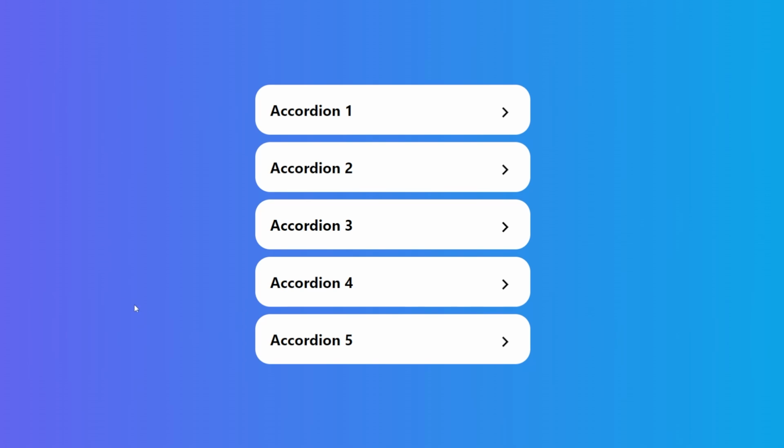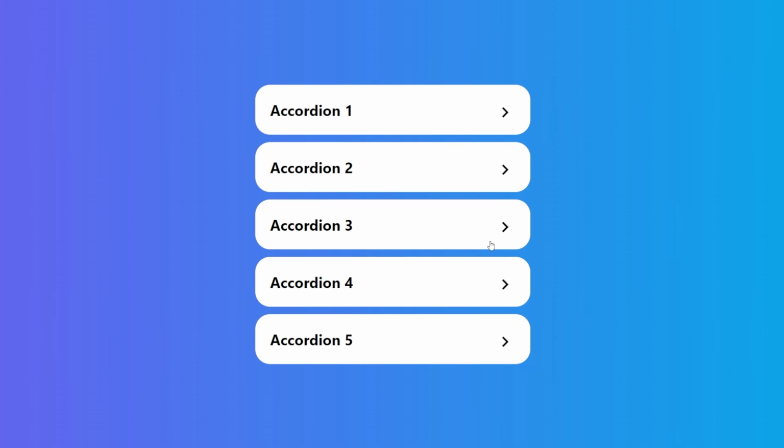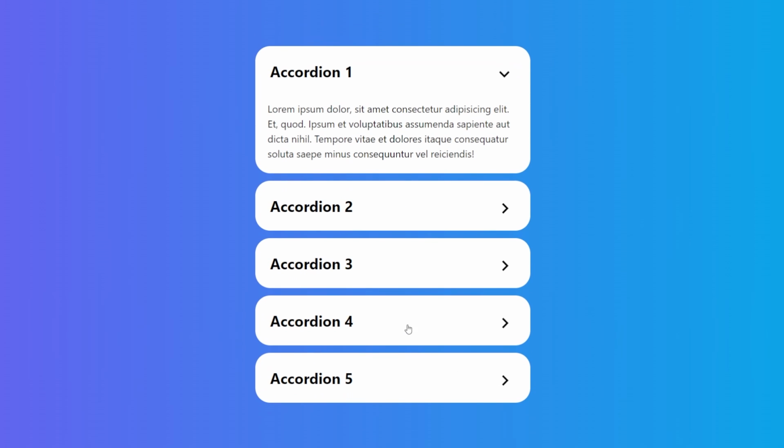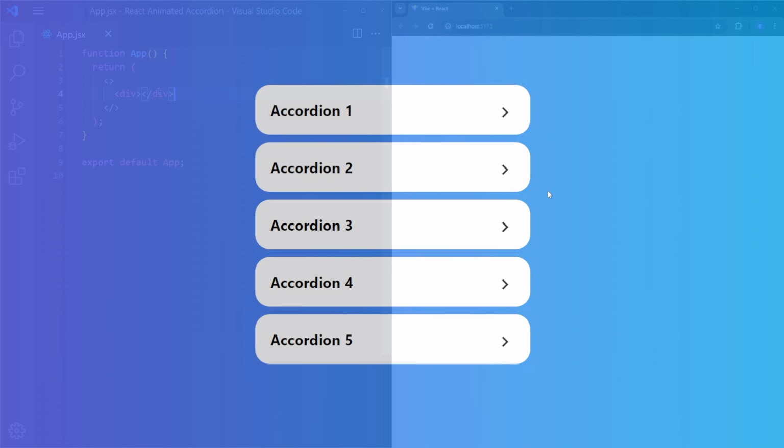In this video, we are going to create this animated accordion menu using React and Tailwind. When you click on a card, it gets expanded, and when you click on it again, it gets collapsed. I will be explaining every single line of code, so let's get into it.